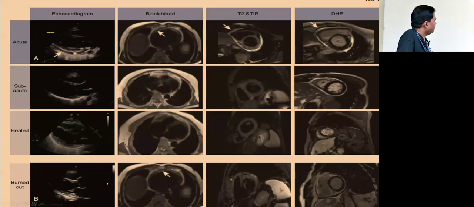This is another patient, a 44-year-old male, who had chronic calcific pericarditis, which is like a burnt out, constrictive pericarditis. Here what we see is the calcification. In the final stage, this delayed hyperenhancement you also don't see in a final burnt out chronic calcific pericarditis.